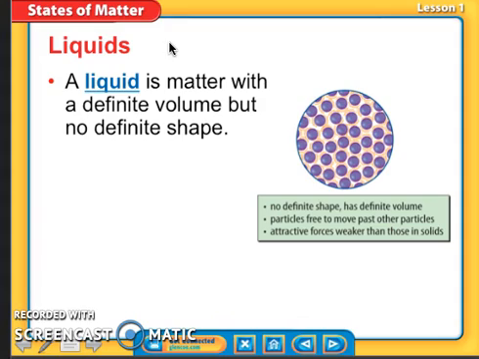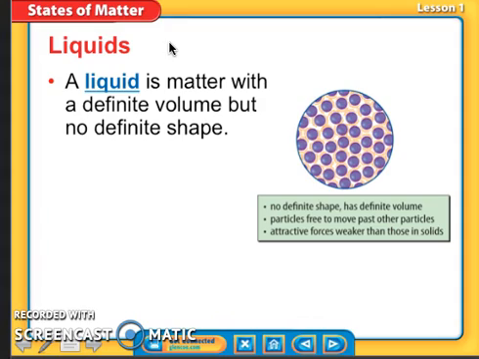A liquid, this is your next word, is matter with a definite volume but no definite shape. So at the bottom, I want you to draw this picture after you write your definition. Now, as you can see, the particles in a liquid have a definite volume, I'm sorry, let me say that again, a definite volume but no definite shape. I can pour water into a cup or pour it on a table, it doesn't matter. It's still going to have the same volume, the same particles are there.